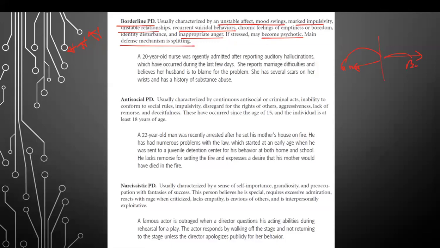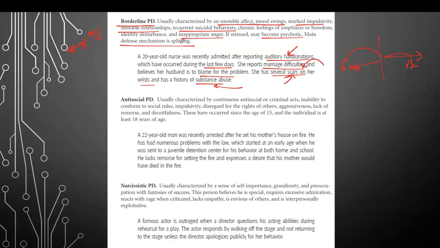A 20-year-old nurse was recently admitted after reporting auditory hallucinations, which have occurred during the last few days. She reports marriage difficulties and believes her husband is to blame for it. She has several scars on her wrist and a history of substance abuse. So you can see impulsivity, self-harm, and also relationship problems. And when they're stressed, they can become psychotic. That's why the hallucination is here.